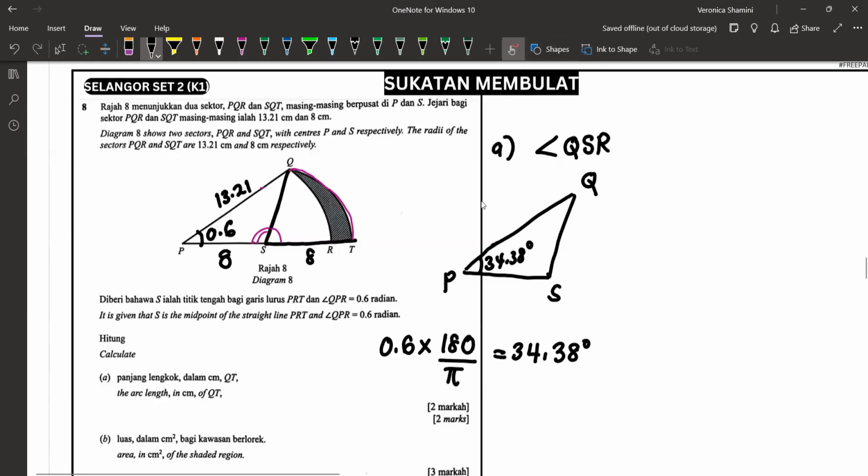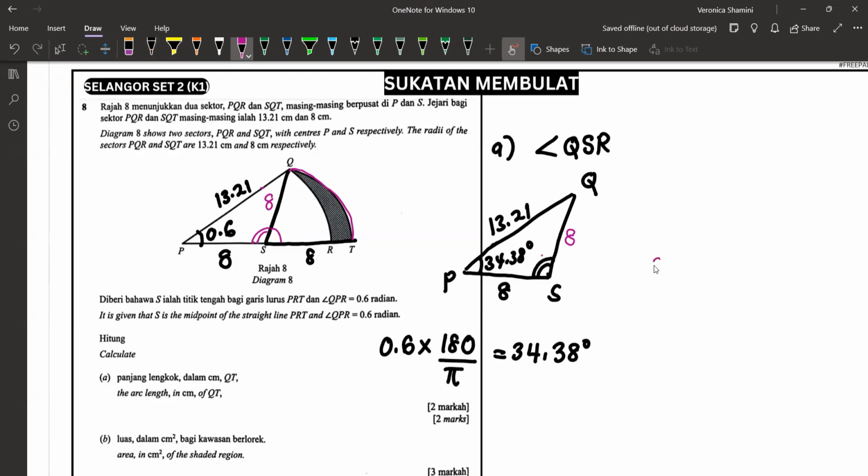34.38. Okay. Dekat sini 13.21. P to S kat sini 8. Okay. So sekarang teacher nak cari sini sudut dia. Okay. Looks like I think we can use. Okay. Kejap. Ni pun 8 kan? Sini pun 8. Correct or not? Okay. So I'm going to use sign rule dekat sini. Okay. Kita tengok guna sign rule. Petua sign.